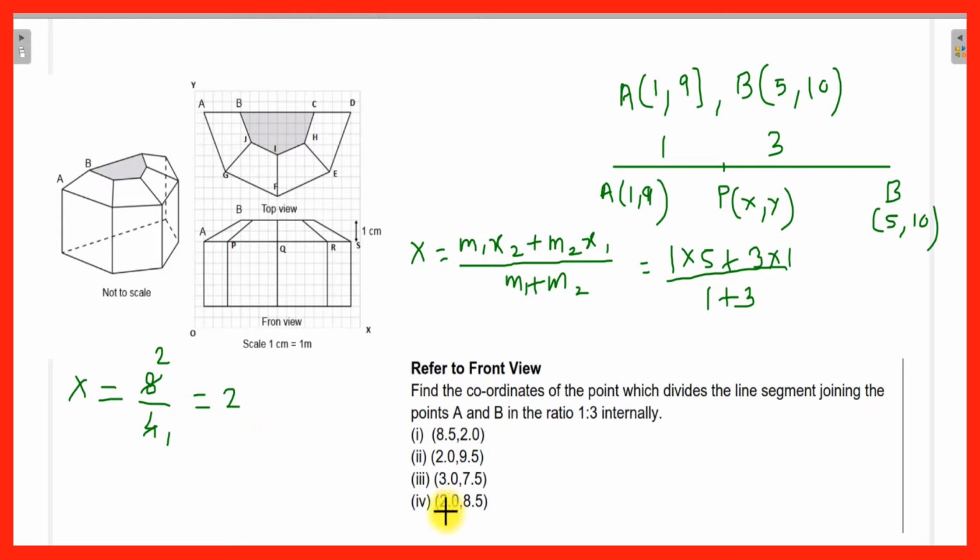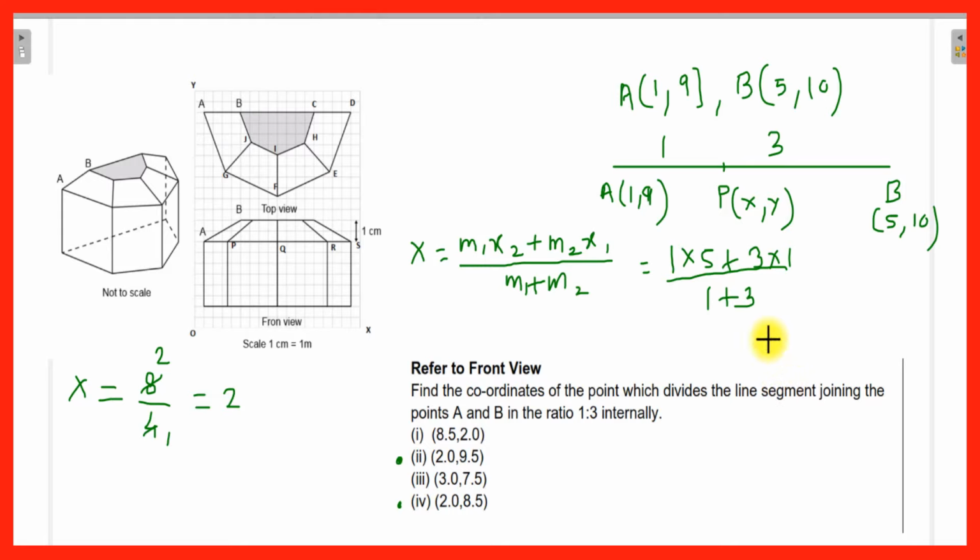Now here there are two options. This is the first option whose x coordinate is 2, and this is the other one whose x coordinate is 2. So the correct option will be either the second one or the fourth one.